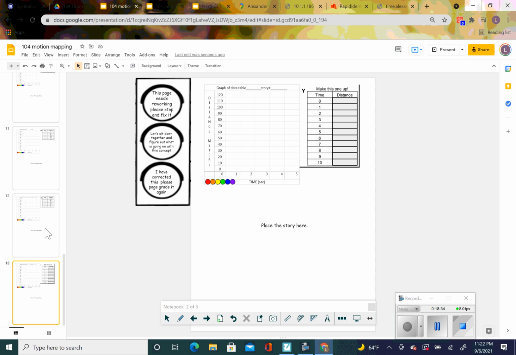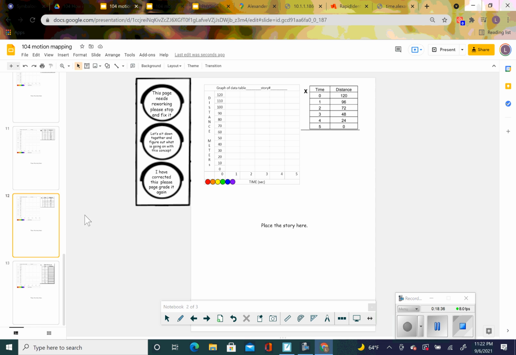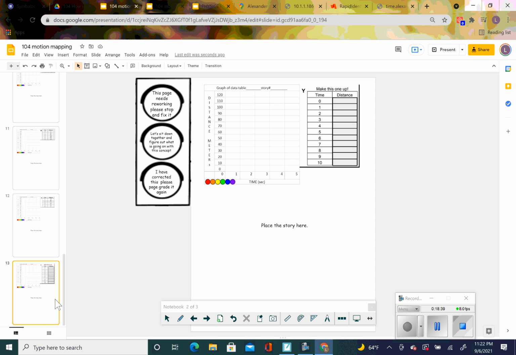Then on this very last one, you're going to make up your own story. So you're going to type in your distances here. What I would do was I would start with my story. I would figure out what kind of story I wanted to tell. I'd make up the story. Then based on the story, you're going to come up with distances. And then you're going to graph it. So start with your story, then do your distances, then graph.